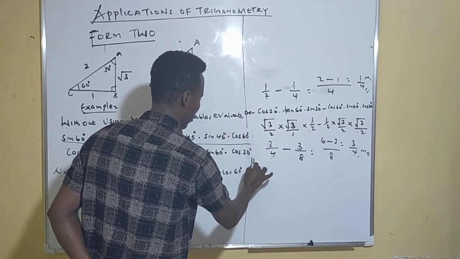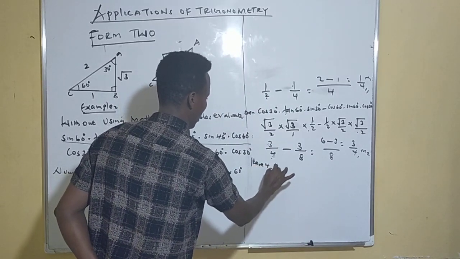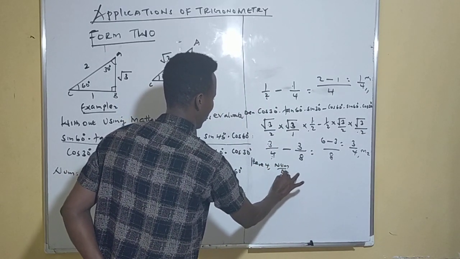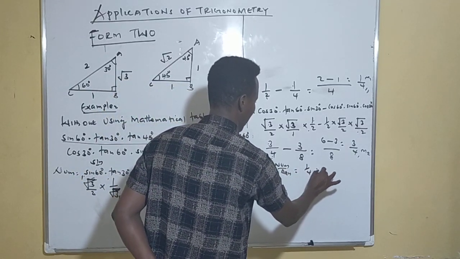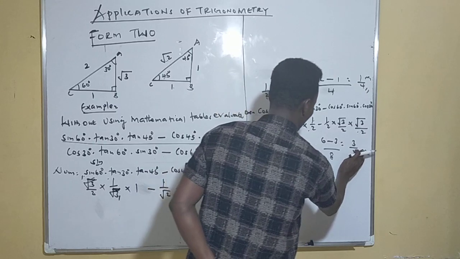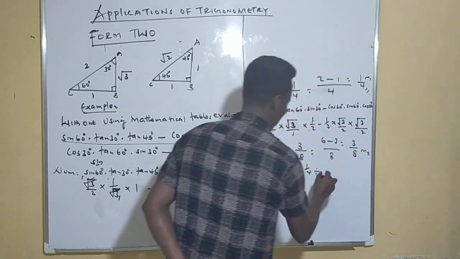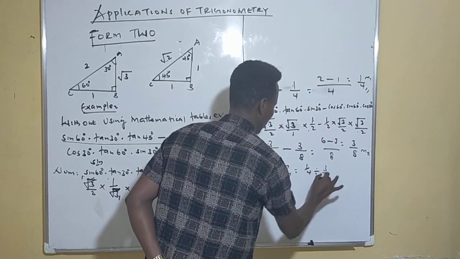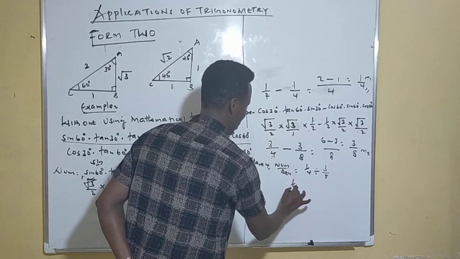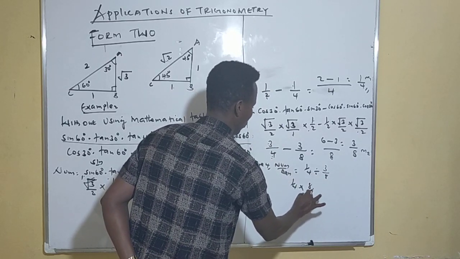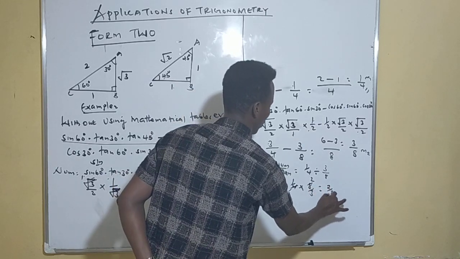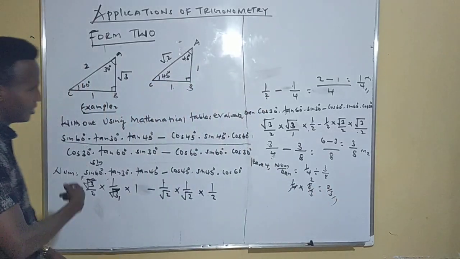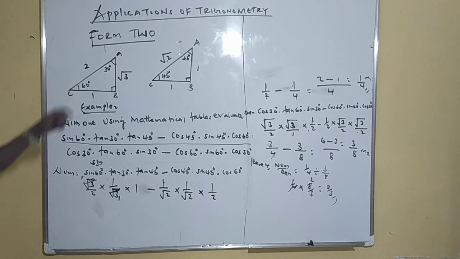Therefore, num over den. Your num is what? A quarter divided by this one, which is 3 out of 8. So it will give us what? A quarter times 8 out of 3. By 4, 1; by 4, 2. So the answer is 2 out of 3. Final answer. It's very easy. So far you know this thing, it's very easy. Please make sure you go through this.